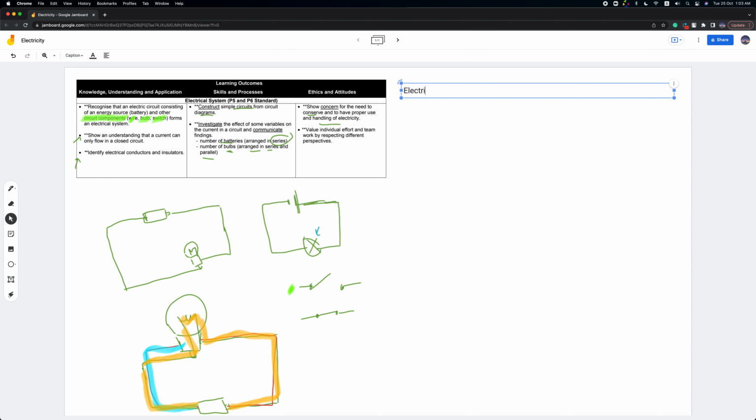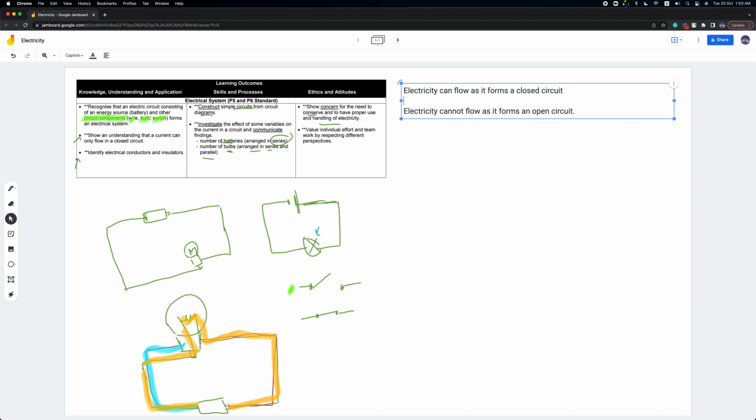You can say electricity can flow as it forms a closed circuit. That is if the components work. If the component is a light bulb and the light bulb lights up, we say it's because electricity can flow as it forms a closed circuit. If it doesn't work for whatever reason, usually we will say electricity cannot flow as it forms an open circuit.